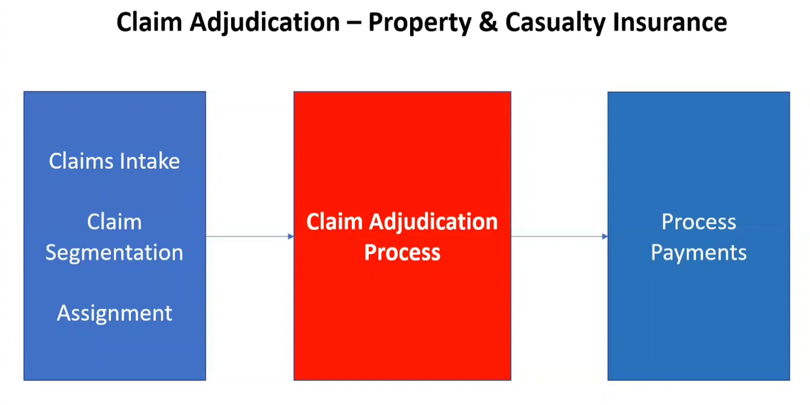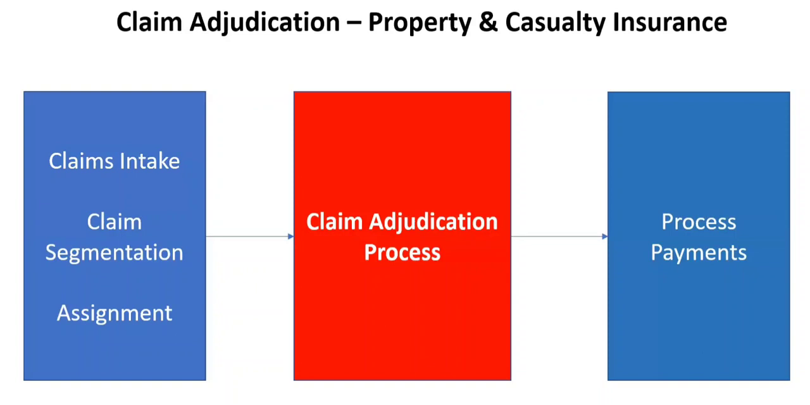Now, in claim intake, we take the details about the claim, like when did the loss happen, what kind of loss it is, and who was injured, etc. Whereas when it comes to claim segmentation, we segment the claim based on the severity, whether it's a complex claim or a simple claim, so that the adjudication process can happen accordingly. The third thing, assignment. In this process, we assign a claim to an adjuster.